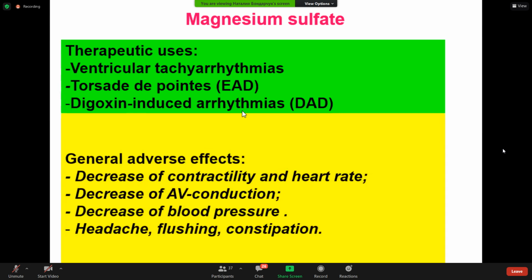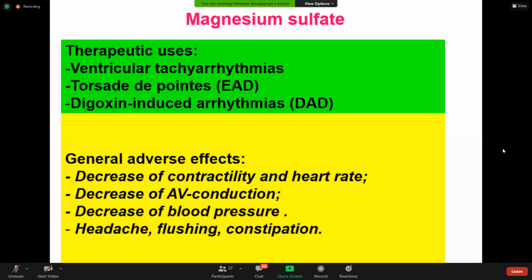So therapeutic uses of magnesium sulfate. I will remind you again that magnesium sulfate can be used to relax smooth muscle cells of myometrium. This drug can be used as a laxative, and also this drug can be used as an antiarrhythmic. According to localization, to treat ventricular tachyarrhythmias, torsades de pointes, digoxin-induced arrhythmias.